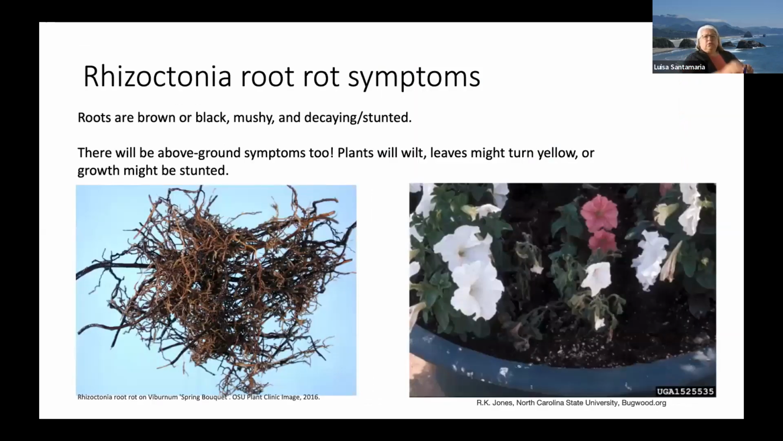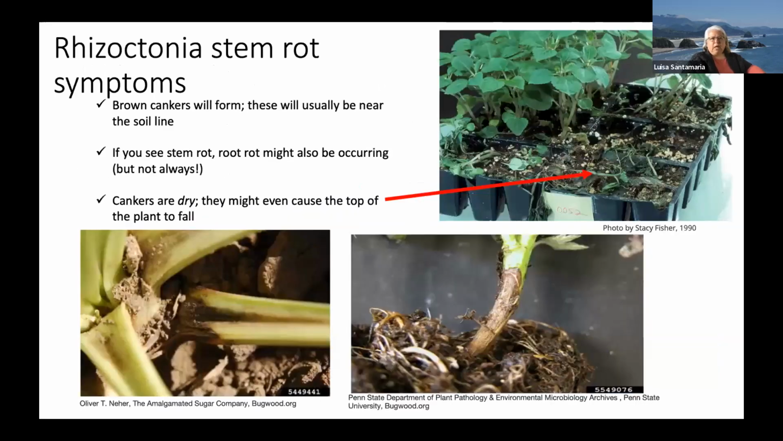So these Rhizoctonia root rot symptoms, the characteristics are this: like on the left, black, mushy, decaying, stunted plants. All the aerial parts, or the part above the roots, will wilt and yellow, and maybe some stunted plants. Here is an example on the right, the petunias.